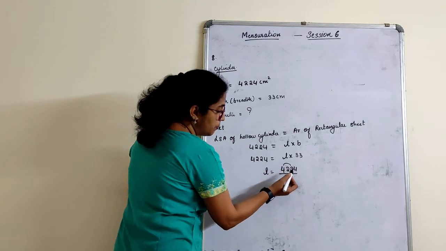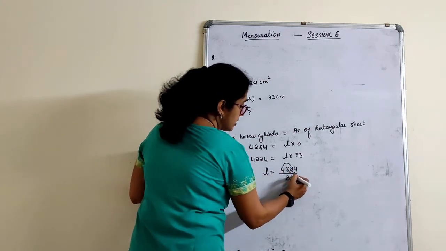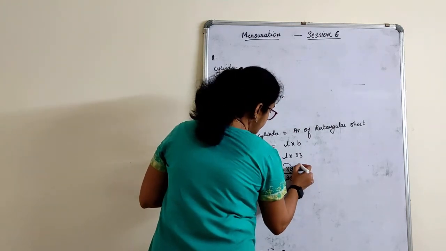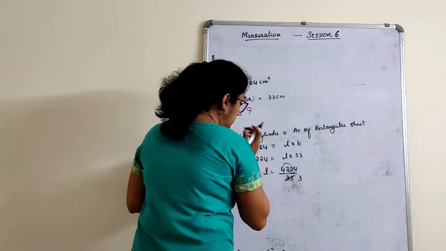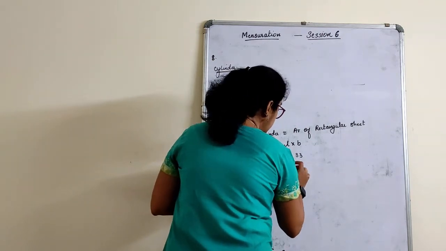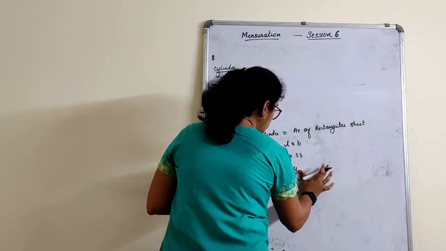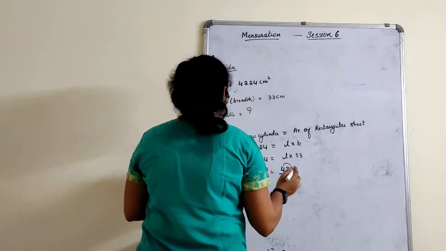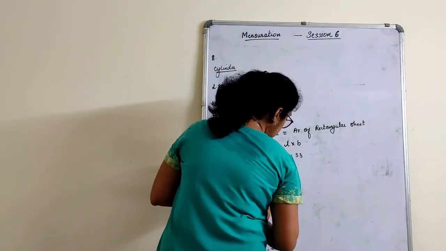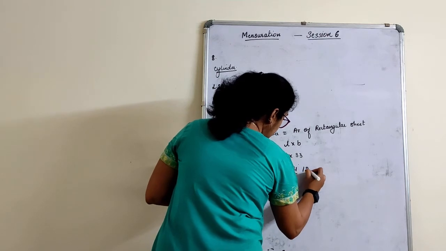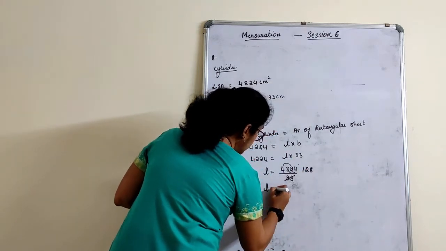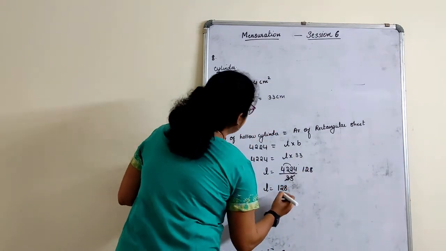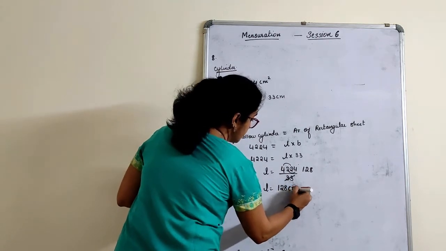See here, 4 plus 2 is 6, 2 plus 4 is 6. So 11 3s... What we can do, or directly I'll give you the answer: 11 3s are 33, so 128. What answer do you get here? Length is equal to 128 centimeter.